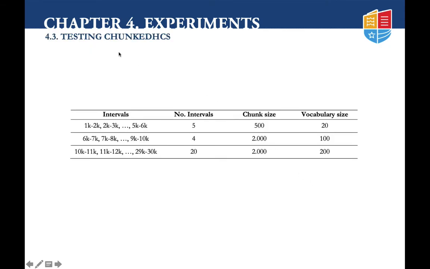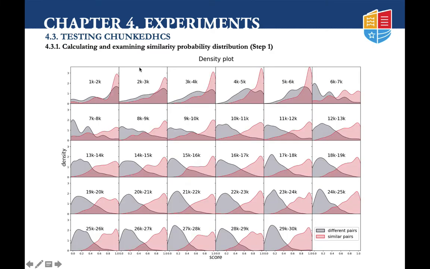Now for the ChunkedHCs, for the interval from 1 to 6,000 characters, the chunk size is 500 and the vocabulary size is 20. Similarly for the interval from 6,000 up to 30,000, with those specific choices of chunk size and vocabulary size. The first step is to calculate and examine the similarity probability distribution.